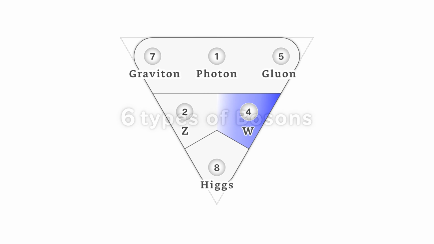6 types of bosons. As illustrated in this figure, bosons as elementary particles have 6 types. These particles are called the graviton, the photon, the gluon, the Z boson, the W boson, and the Higgs boson. The Higgs boson is an exceptional particle. That is, although the Higgs boson is one type of boson, it is not a force carrier particle. It is neither force carrier particle nor material particle. This categorization will be discussed later.